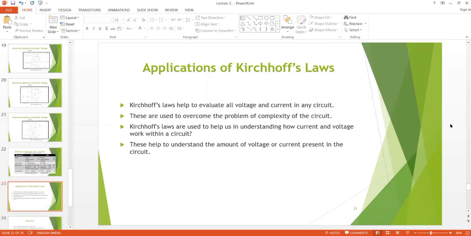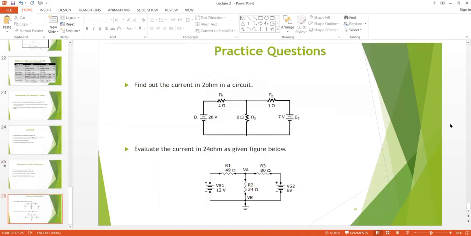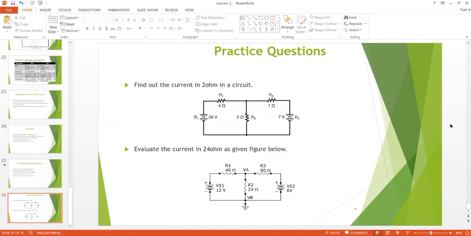So we can evaluate all the voltage and current in a circuit. We can also calculate how the current and voltage work in a circuit. Frequently asked questions can be there. Some practice questions I am sharing with you. You can see in the first question, if you need to calculate the current in the 2 ohm resistor, what you need to do is apply mesh analysis. This is the one mesh, the second mesh. So 28 volt is equal to 4i1 plus 2(i1 minus i2). And in this case, if I say this is I2, then 7 is equal to I2 plus (I2 minus I1) into 2. Similarly, 2 equations would be there, and you can easily solve them.